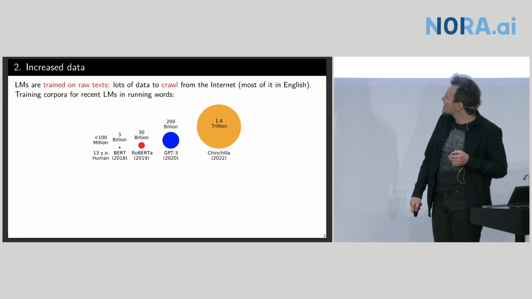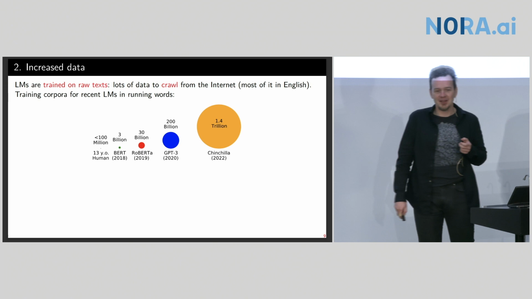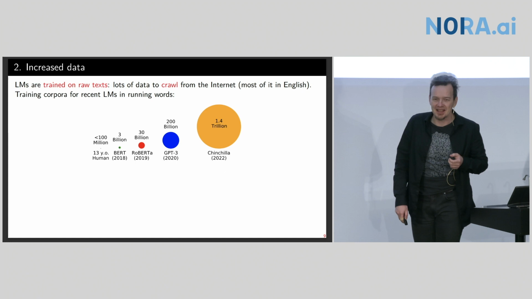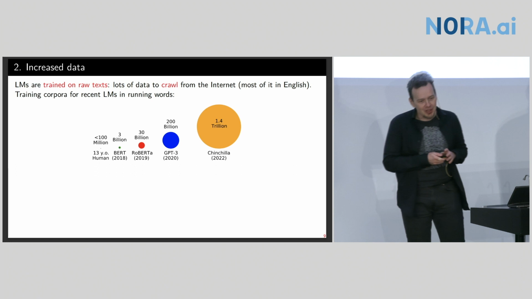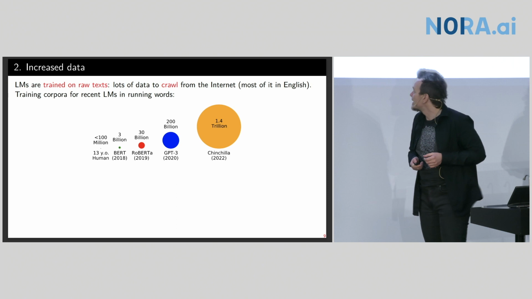It's also interesting that an average human kid at 13 years old has heard or seen on average less than 100 million words. And still, I would say that by many standards, a 13 years old human kid probably has more linguistic skills than a Chinchilla language model, which tells us something about how efficient and effective our language modeling algorithms are, or maybe it tells us something about what the limits of language modeling as a task are.